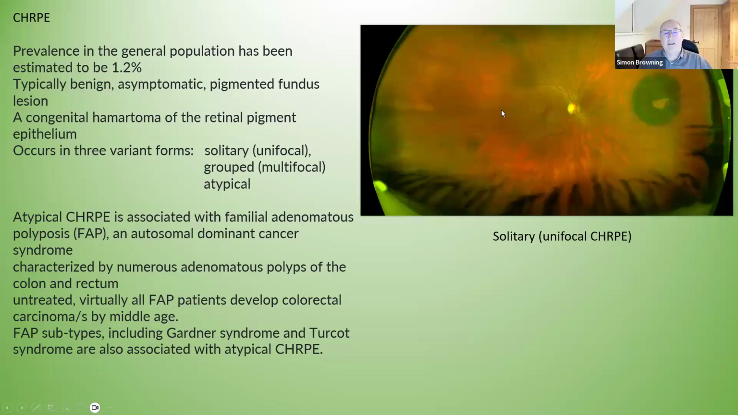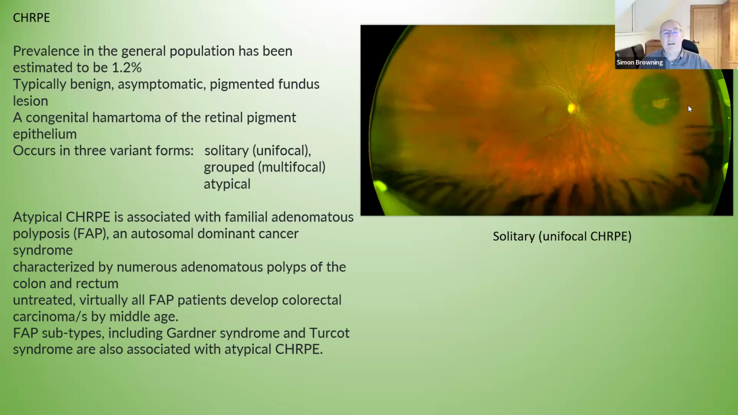So CHRPE, we've discussed this CHRPE before. You get different types of CHRPE. So this is a solitary or a unifocal CHRPE there, and they're congenital. These are the ones you often see in patients, and the patient won't be aware that it's been there at all. And people start getting very much worked up with familial adenomatous polyposis here, and bear tracks. Is it to do with FAP? Is it not to do with FAP?